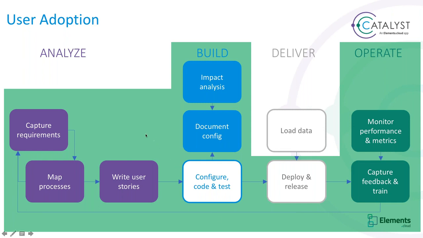So therefore, this piece here, capturing requirements, mapping processes to validate the requirements and identify new requirements, and then writing really tight user stories, that's where you can have the biggest difference in terms of your user adoption. I'm not going to spend any time on that. In the training that we've created at train.elements.cloud, we have a whole piece of training material around analyze, which we'll get into detail so you can understand how to do that.